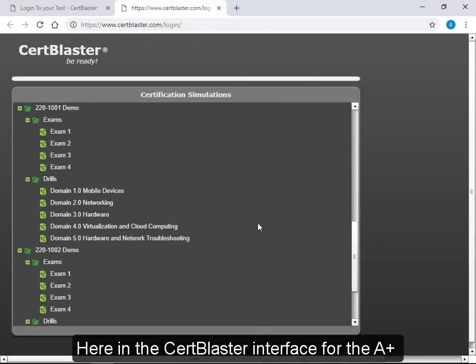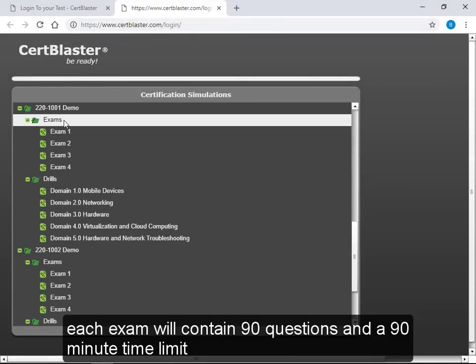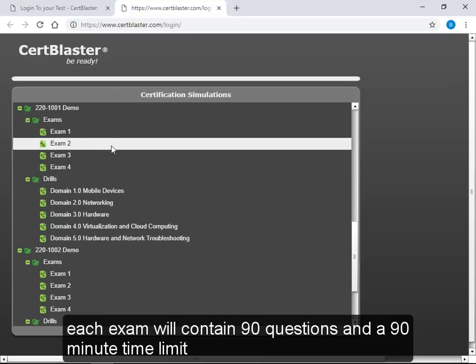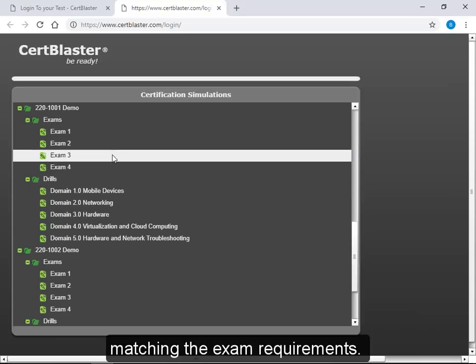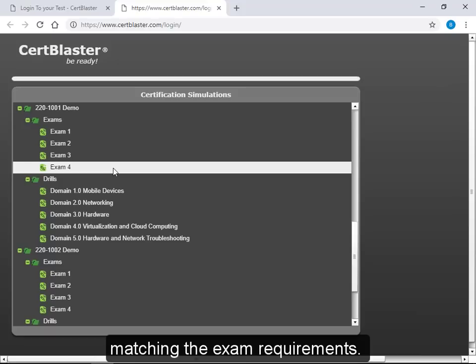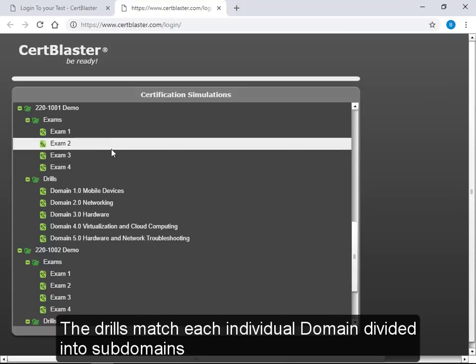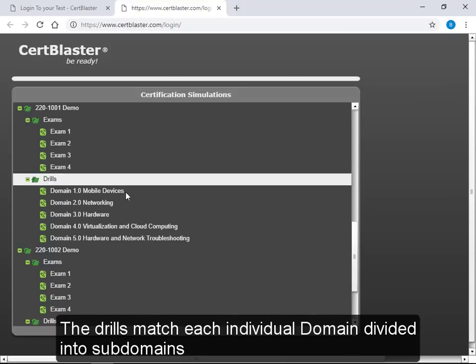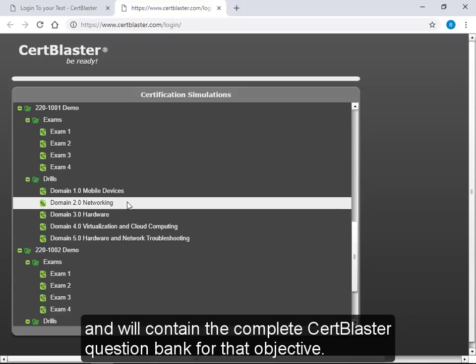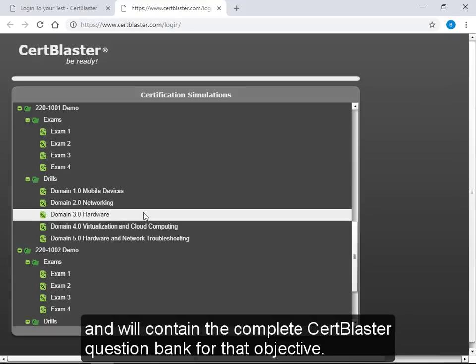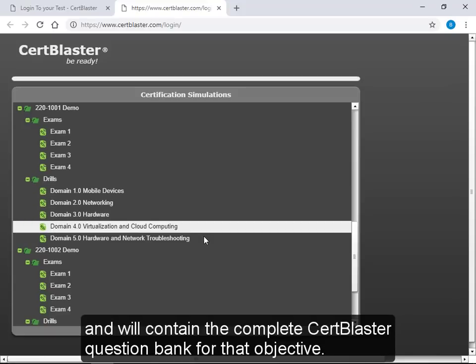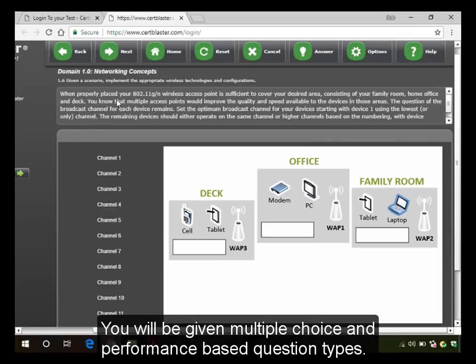Here in the CertBlaster interface for the A+, each exam will contain 90 questions and a 90-minute time limit, matching the exam requirements. The drills match each individual domain divided into subdomains, and they contain the complete CertBlaster question bank for that objective. You'll be given multiple choice and performance-based question types.